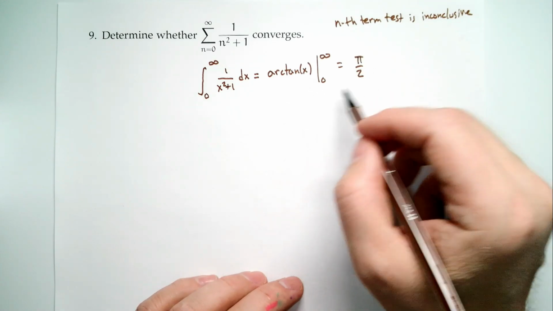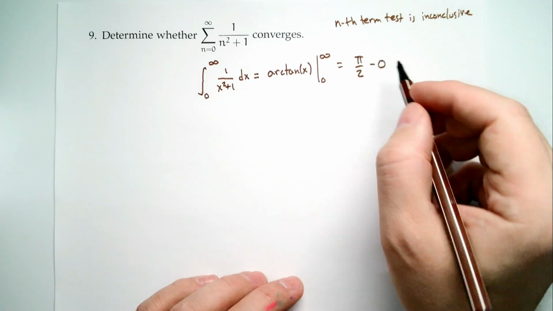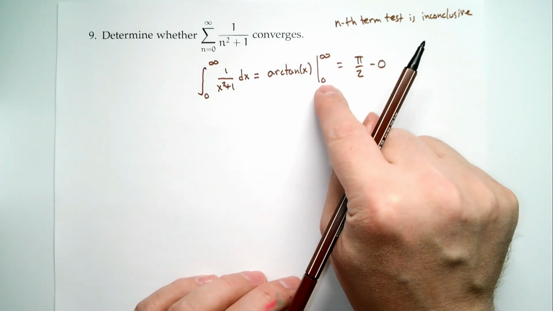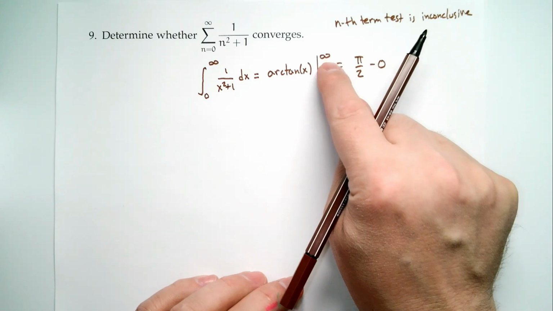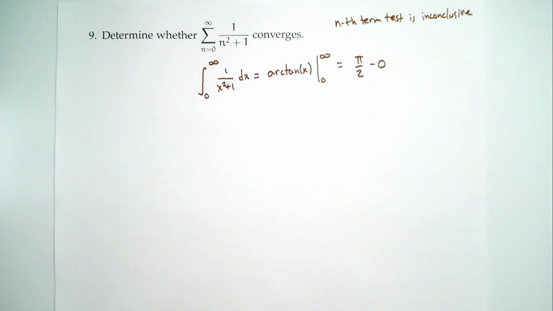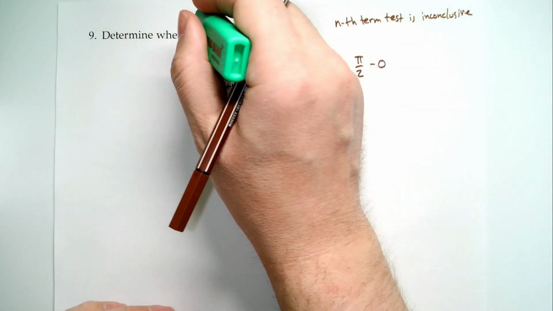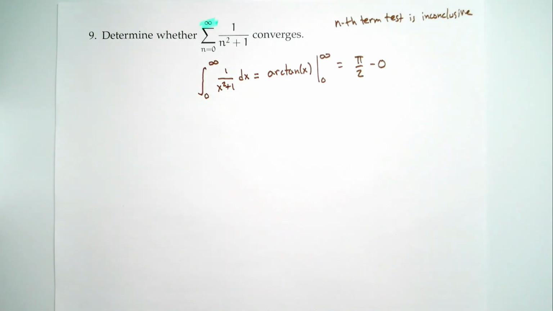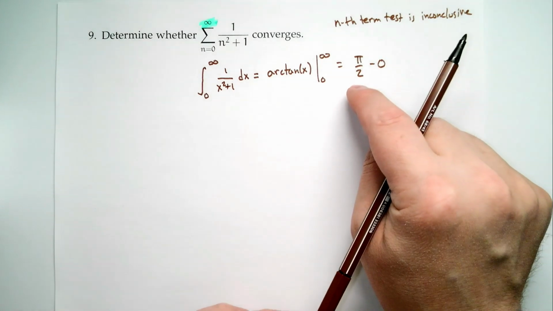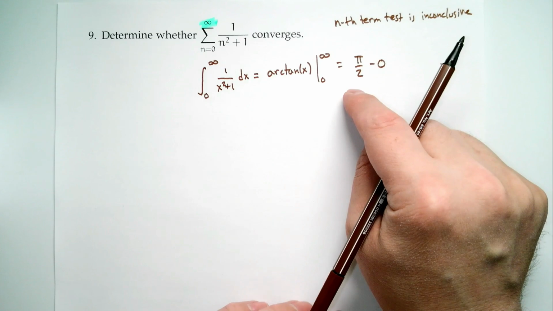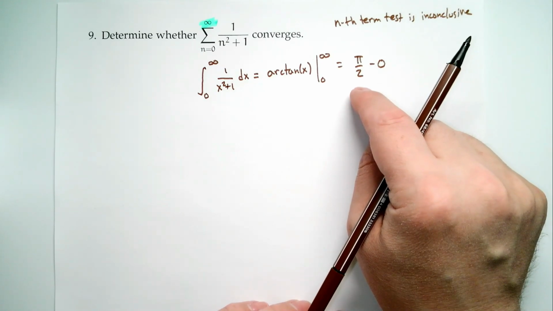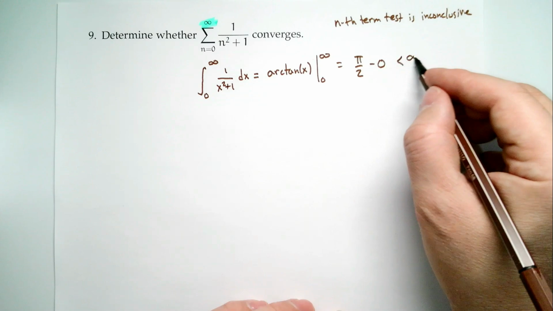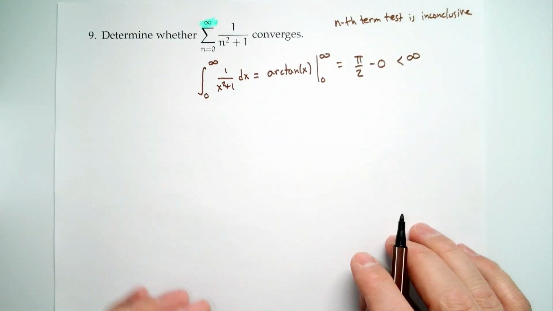And then subtract arctangent of 0, which is 0. Now, really, we don't care about this bound. That's not important. The real question is, what happens at infinity? Why is that important? Well, because remember, the question is, what's going on with the tail? It's the tail that tells you whether things converge or diverge. Now, this value is not important. What is important is that this value is finite. So this is small. So what does that say?